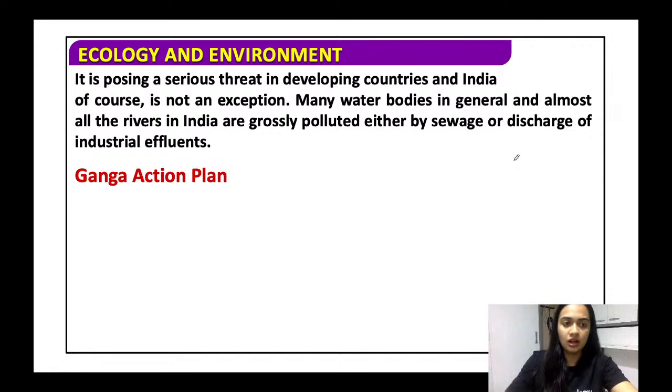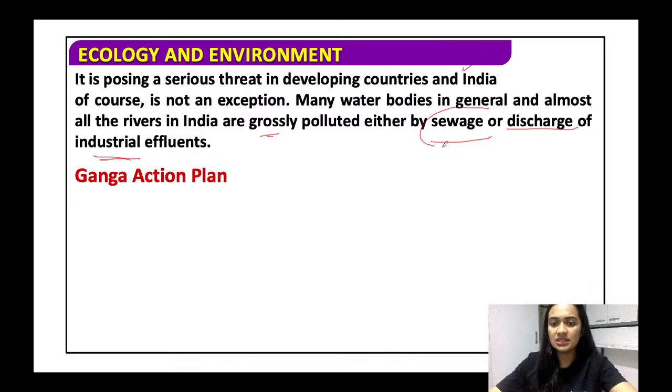It is posing a serious threat to developing countries like India, which of course is not an exception. Many water bodies in general and almost all the rivers in India are grossly polluted either by sewage or the discharge of industrial effluents. So what are the pollutants here? Sewage and your industrial effluent.